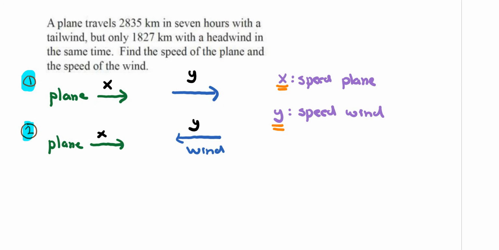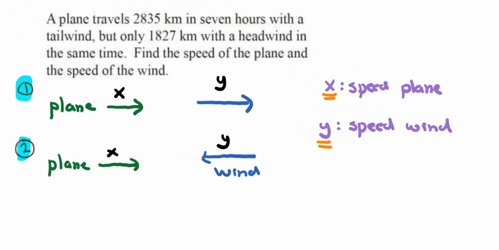All right, let's take a look at question number 15. For question number 15, if I can blow this up a little bit, I have a plane that travels 2,835 kilometers in 7 hours with a tailwind, but only 1,827 kilometers with a headwind in the same time. Find the speed of the plane and the speed of the wind.